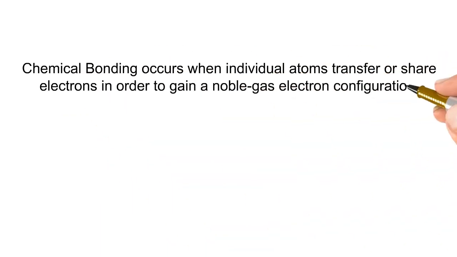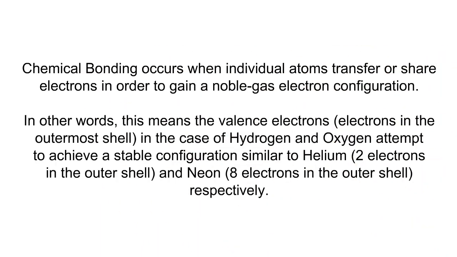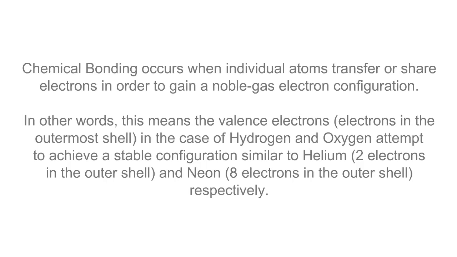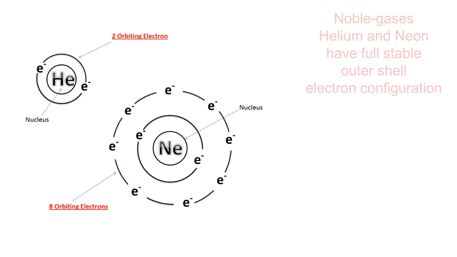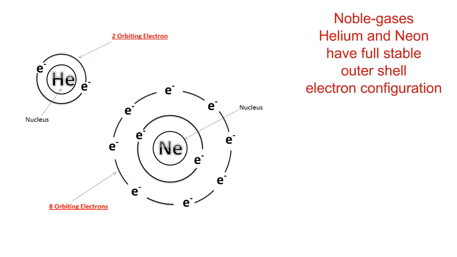Chemical bonding occurs between atoms by the transfer or sharing of electrons in order to gain a stable group 8, noble gas electron configuration. For a simple compound like water, made up of 2 hydrogen atoms and 1 oxygen atom, each hydrogen atom would have to gain a single electron whilst the oxygen would have to gain 2 electrons. This configuration relates to the stable configuration equivalent to 2 electrons for helium and 8 electrons for neon respectively.